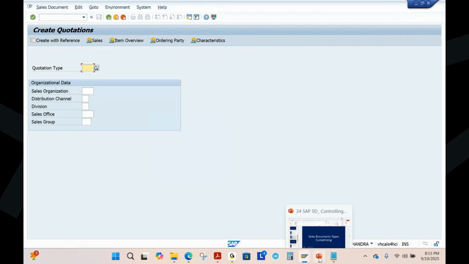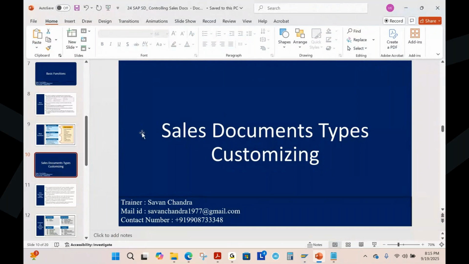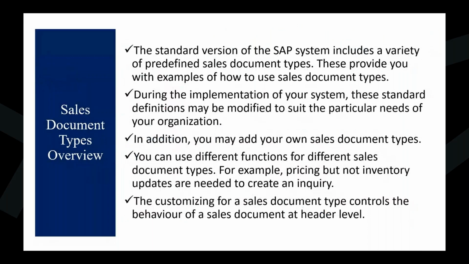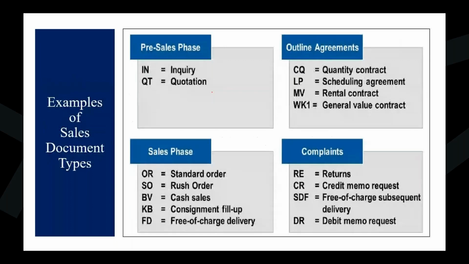So now let's see the sales document types customizing. The standard version of the SAP system includes a variety of predefined sales document types. So standard SAP already comes with some predefined sales document types. These provide you with examples of how to use sales document types. If you go to this picture, you see in the pre-sales phase, we used IN and QT. These are standard SAP document types, order types.